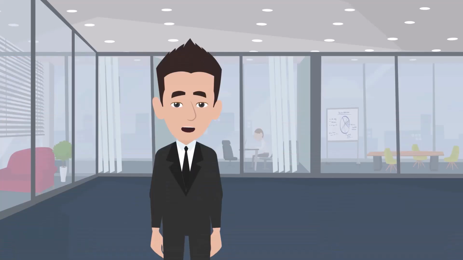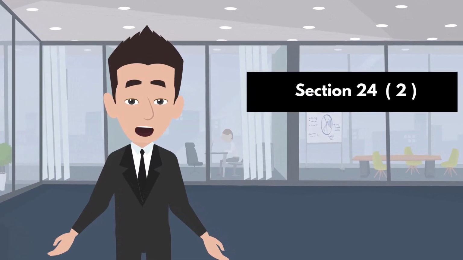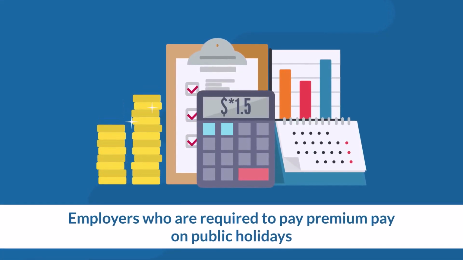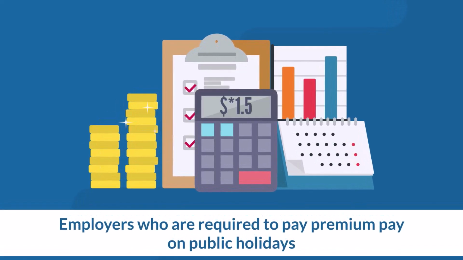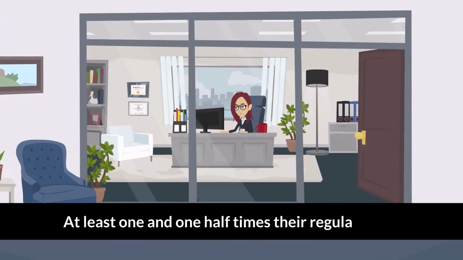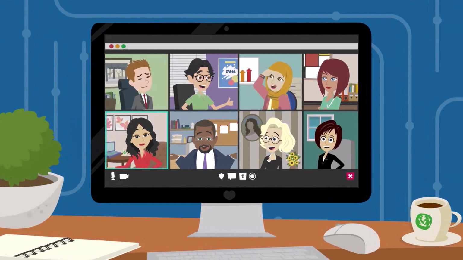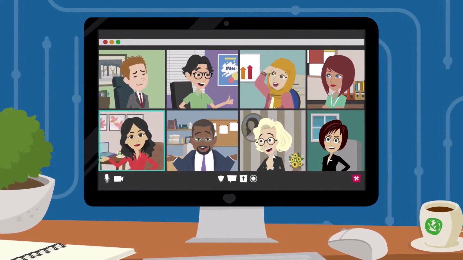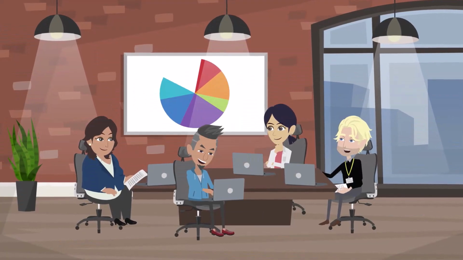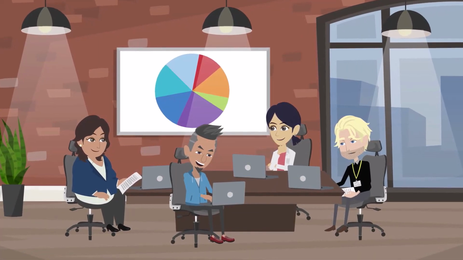Alternatively, if a different calculation method is prescribed by law, that method should be used to determine the public holiday pay. Additionally, Section 24, subsection 2 of the ESA addresses premium pay. This clause mandates that employers who are required to pay premium pay on public holidays must pay employees at least 1 1/2 times their regular rate. This ensures that workers are fairly compensated for working on days that are generally recognized as holidays, reflecting the extra value and potential inconvenience of working on these days.